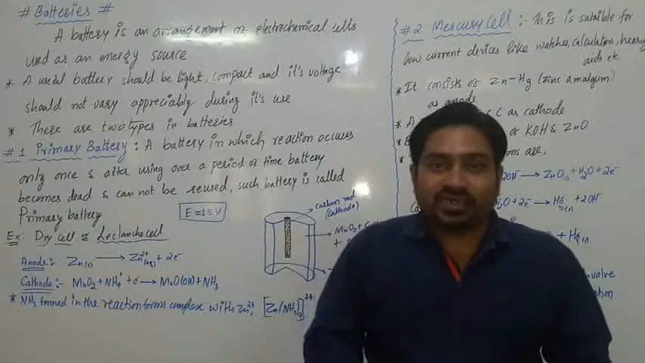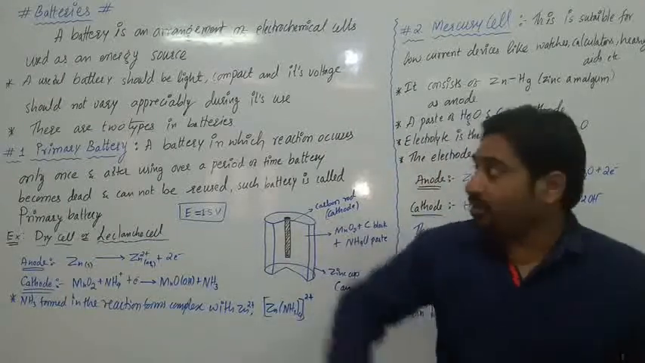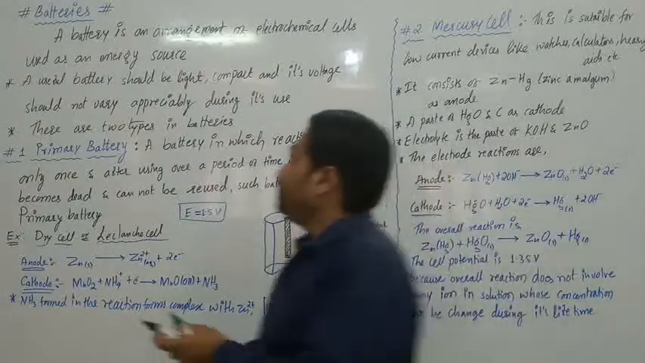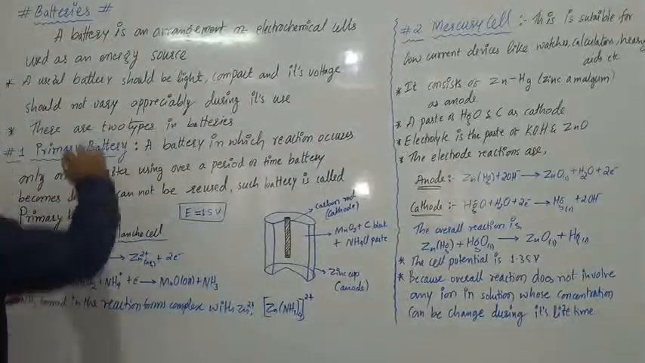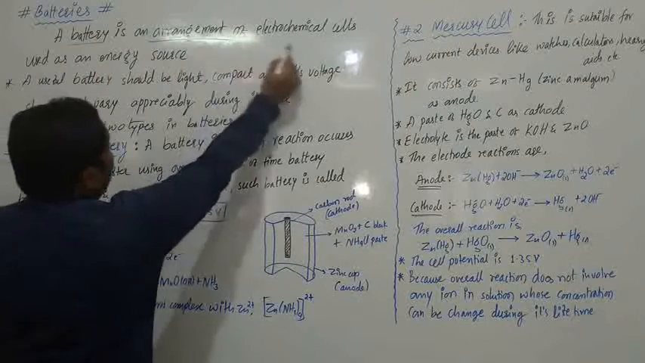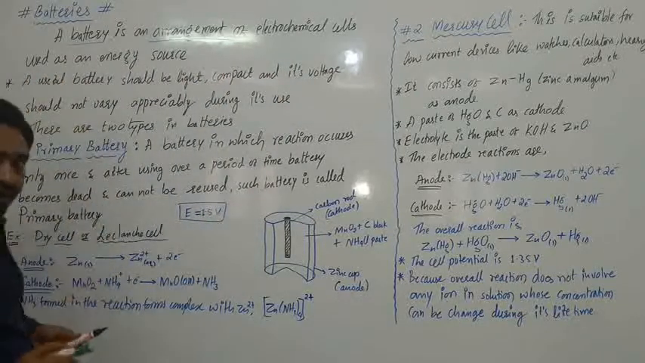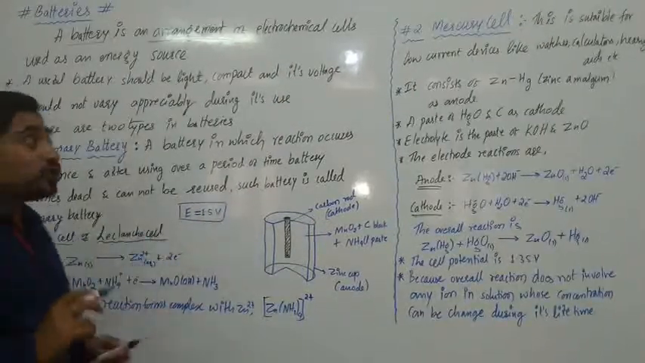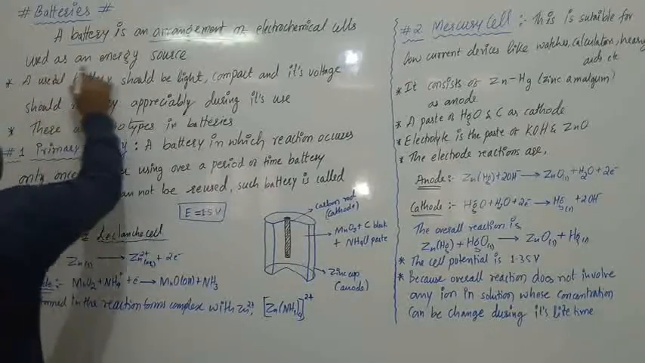When we combine such cells in series, we are going to get batteries. Okay, so a battery is an arrangement of electrochemical cells used as an energy source.